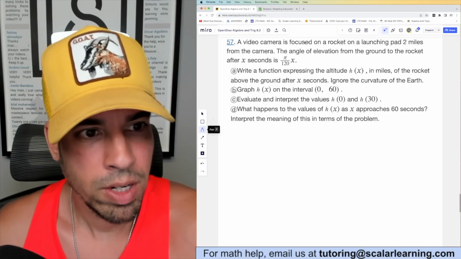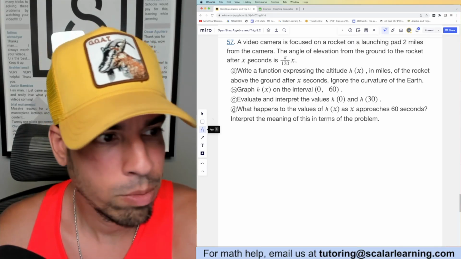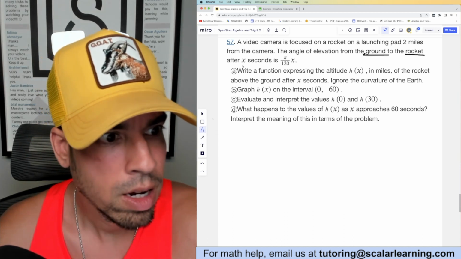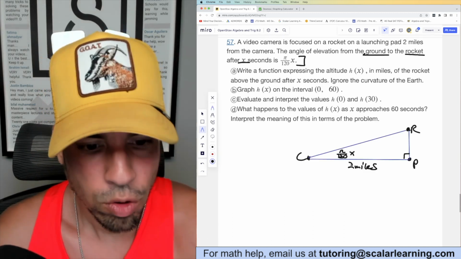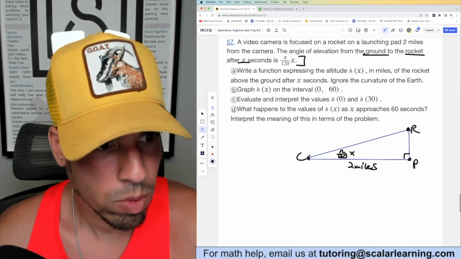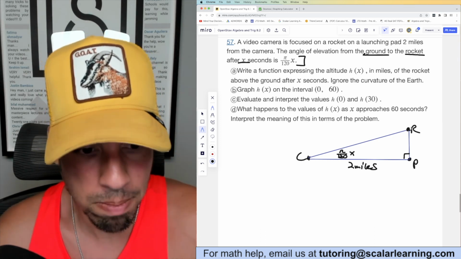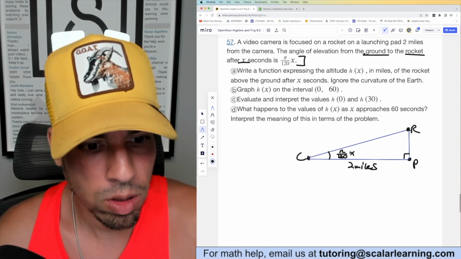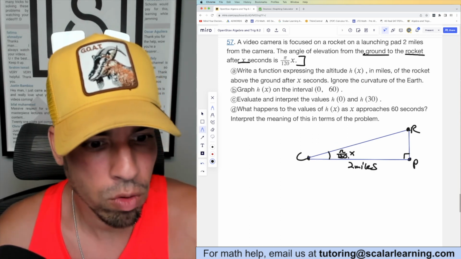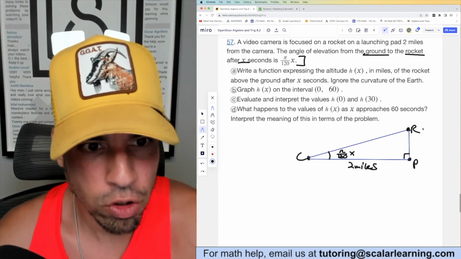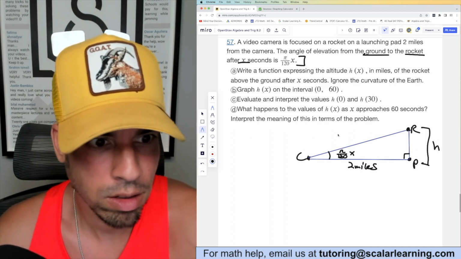Boom, done. A video camera is focused on a rocket on a launching pad 2 miles from the camera. The angle of elevation from the ground to the rocket after x seconds is this. So here's my little diagram representing everything, right? We have the camera here, we have the launching pad here, we have the rocket here. It's sort of like mid-flight. And then this angle in here is pi over 120 times x, okay? And we're trying to first get a function representing the height, okay?